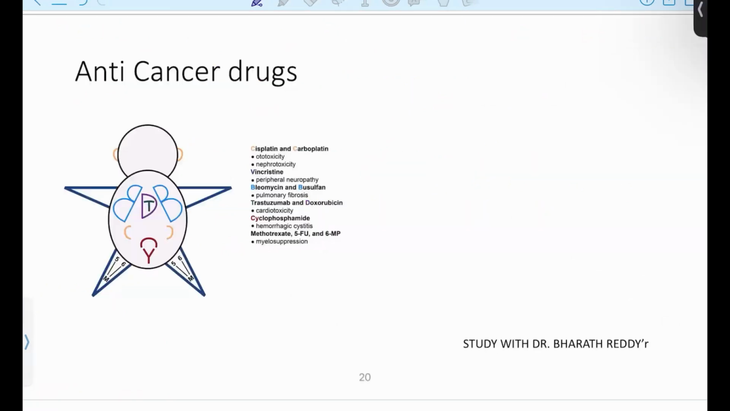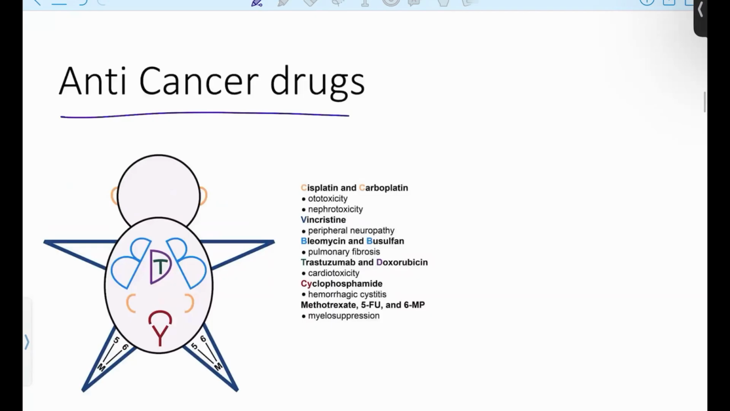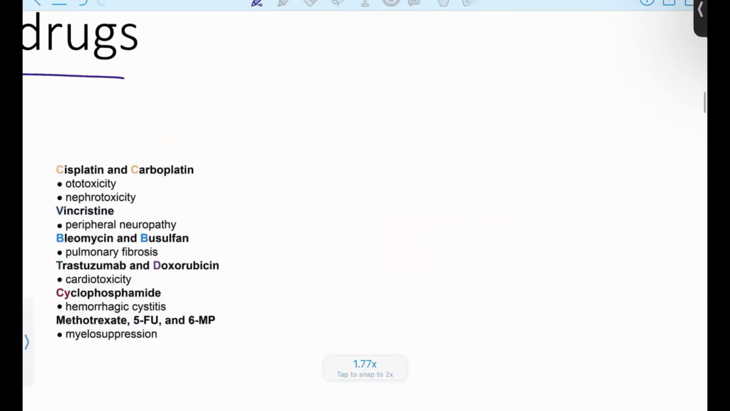given for this patient. And the next topic is anti-cancer drugs and their specific side effects. Commonly asked question also, this one. Before that, we will see some of the other causes and their specific side effects.